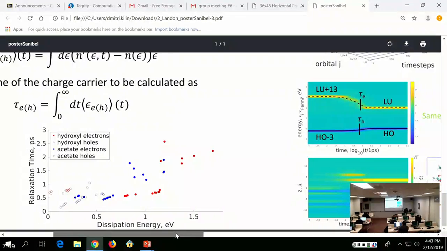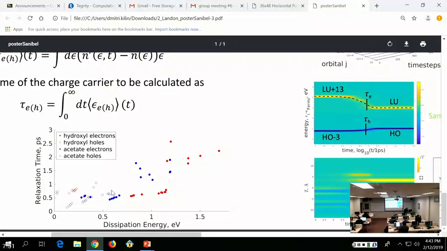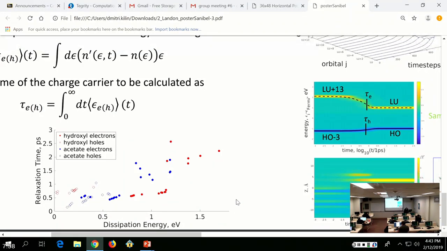And so this is my plot of relaxation times for these systems as a function of dissipation energy. What I mean by dissipation energy is, in the case of electrons, the energy difference between the photoexcited state and the LUMO. And in the case of holes, it would be the energy difference between the HOMO and the photoexcited state of the hole, the state that the electron left upon photoexcitation.